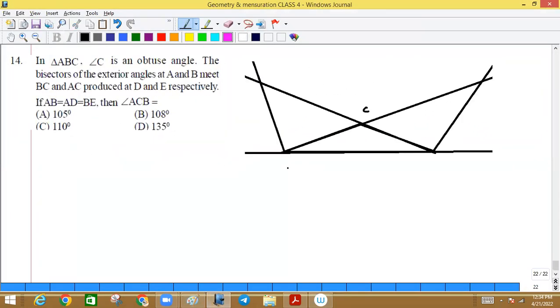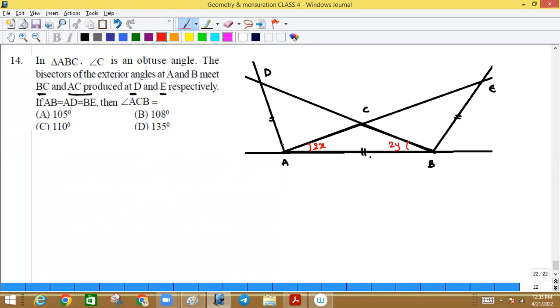This one is C, A, B. See, if you extend BC, it meets at what? D. AC produced at D. Okay. Now he gives you AB is same as AD is same as... Yes or no? Now, what should I take this? I'll take it as 2x because I know this 2x, 2y very well. This one is 2x. This one is 2y I'll take.